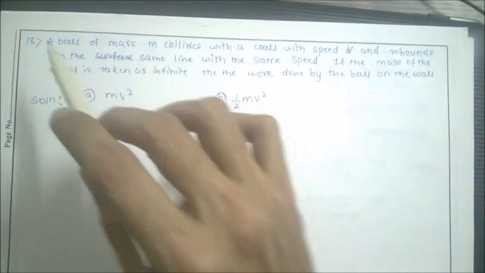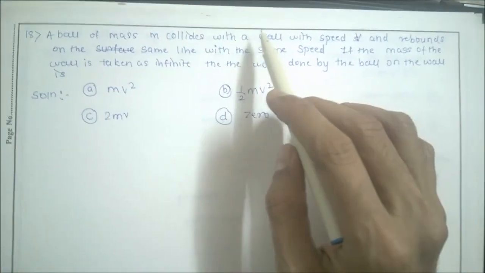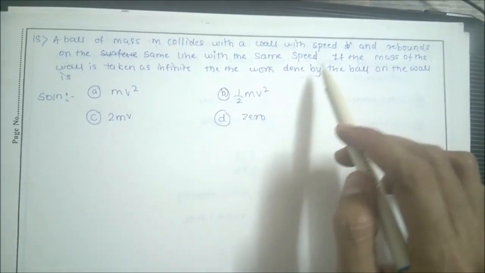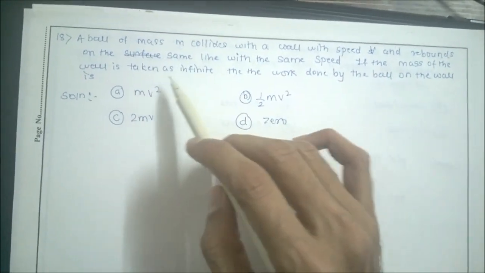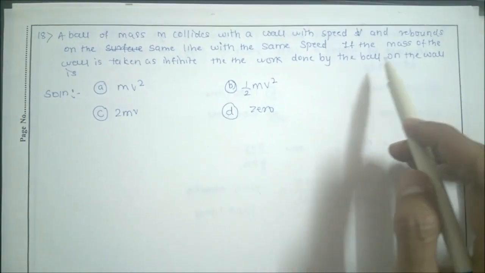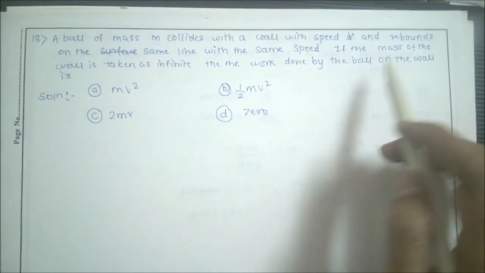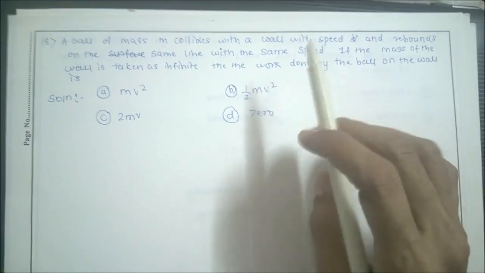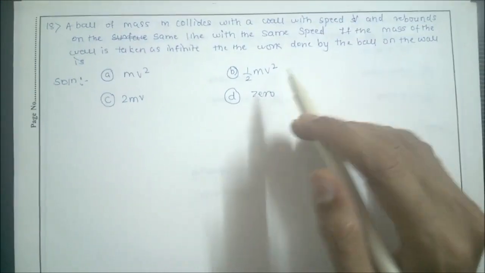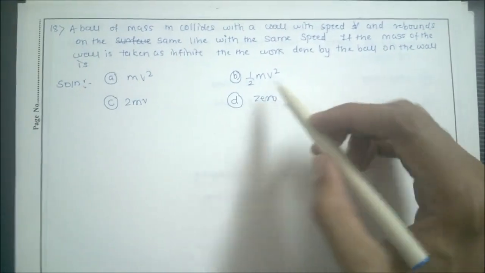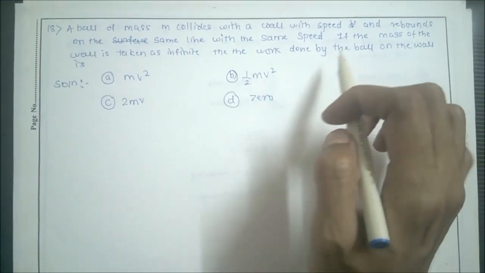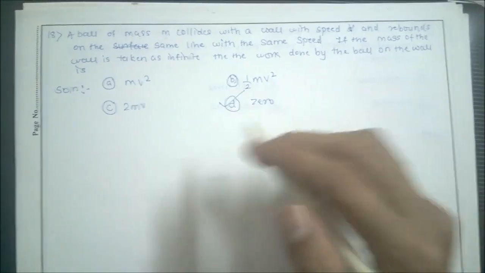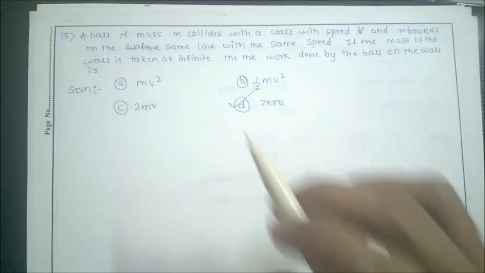Question number 18. A ball of mass m collides with a wall with a speed v and rebounds on the same line with the same speed. If the mass of the wall is taken as infinite, the work done by the ball on the wall is? So the mass of the wall is given as infinite. If there is an infinite wall, then the displacement by the ball should be 0. Hence the work done by the ball on the wall is 0. If the displacement is 0, then the work done has to be 0. So D is the correct option.